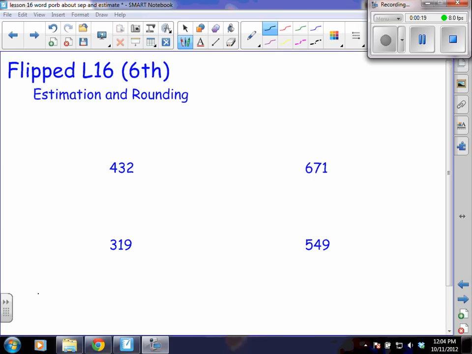Let's take a look. When it comes to rounding, usually there's a place value that you need to round to. So if we look at our first number here, 432, and I ask you to round to the hundreds place, the first thing you need to do is find the hundreds place, which is the 4 there. The next step is you need to think about the rules that go with estimating and rounding.